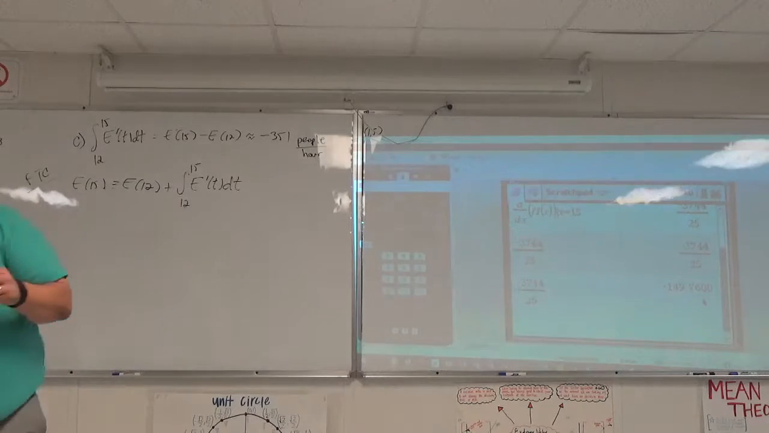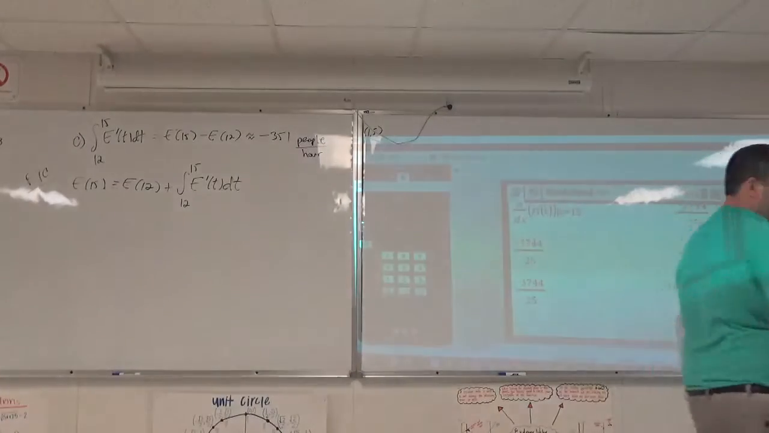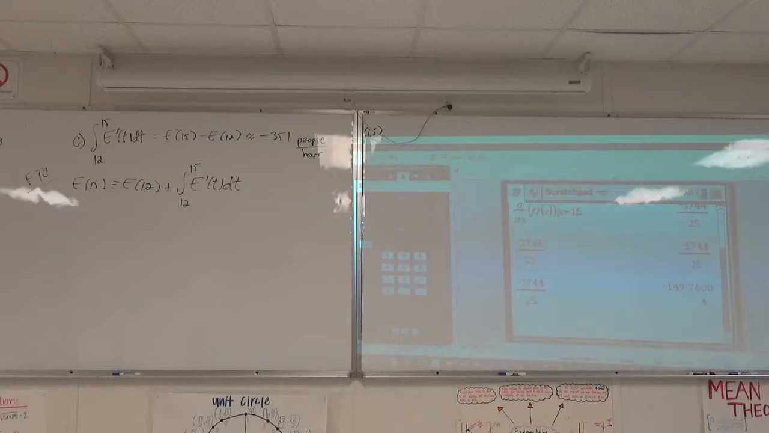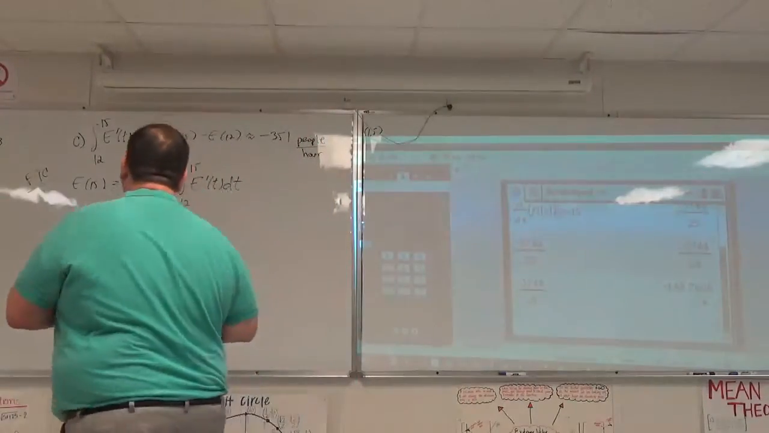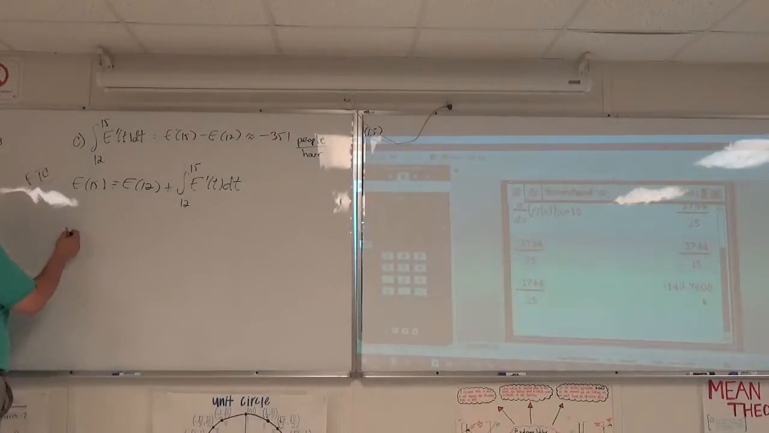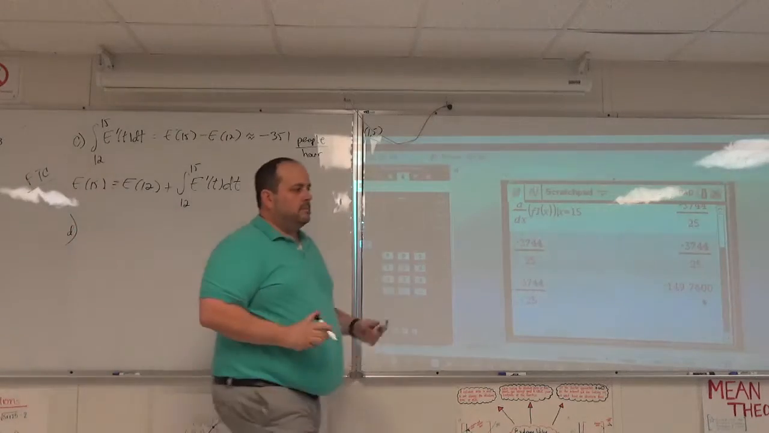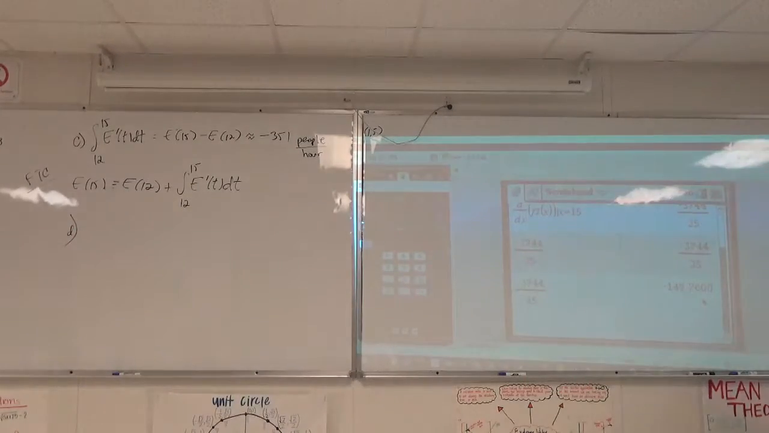All right, now we're going to get a couple of opportunities to go solo. On your own, part D is a 3-point question. I'll give you 1 minute to read through this. If you've already done part D, move on, but part D, completely on your own. How many people are in the park at time t equals 14?